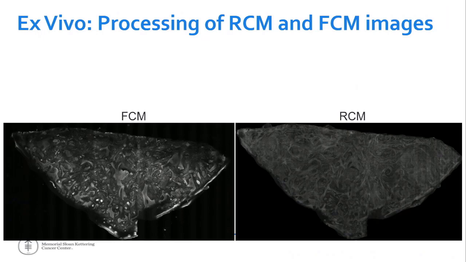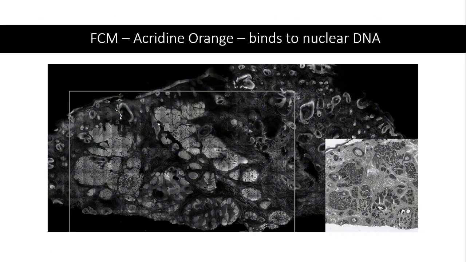Jumped ahead, and we can also use this ex vivo, right? So we can use dyes to bind to the nuclear DNA to really enhance the contrast, and this is fluorescent confocal microscopy using acridine orange. It binds to the nuclear DNA, and you can really see this contrast nicely.